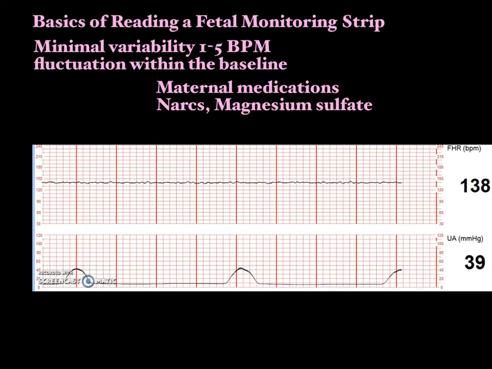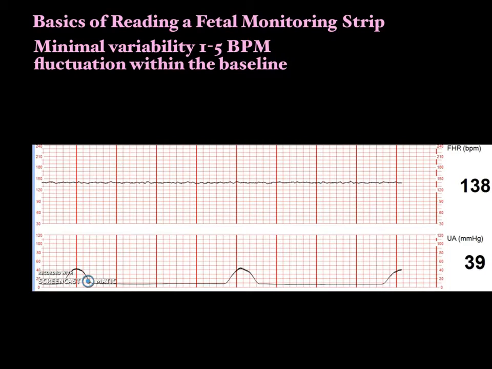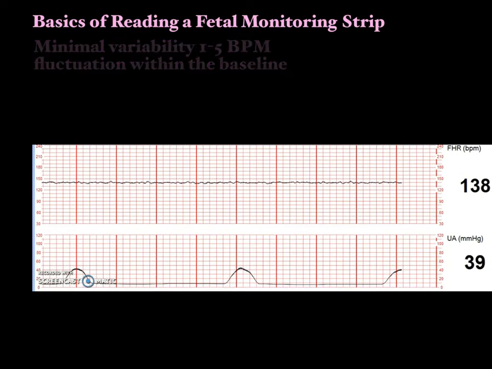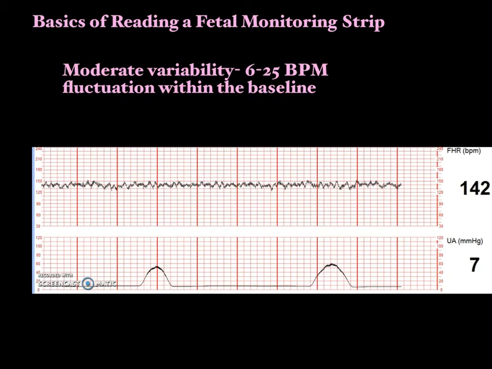Now, if you can't account for this minimal variability by any of these things, it's been too long for it to be fetal sleep, and you never medicated mom, you need to do something to make this baby a little bit happier in utero. And we'll talk about intrauterine resuscitation measures at the end of this, but we're going to get through variability first. So we're back to my favorite, moderate variability, which is 6 to 25 beats per minute fluctuation within the baseline.